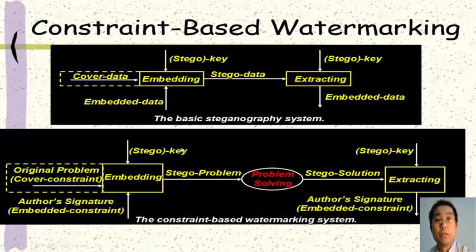Cryptography functions such as one-way hash function and stream cipher can be used to generate these embedded constraints to enhance the credibility of the authorship.